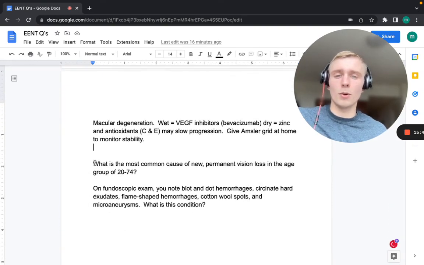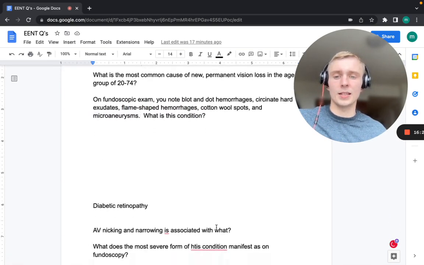So next one, what is the most common cause of new permanent vision loss in an age group of 20 to 74? On fundoscopic exam, you know blot and dot hemorrhages, circinate hard exudates, flame-shaped hemorrhages, cotton wool spots, and microaneurysms. So these are all classic findings of what condition? That's going to be diabetic retinopathy.